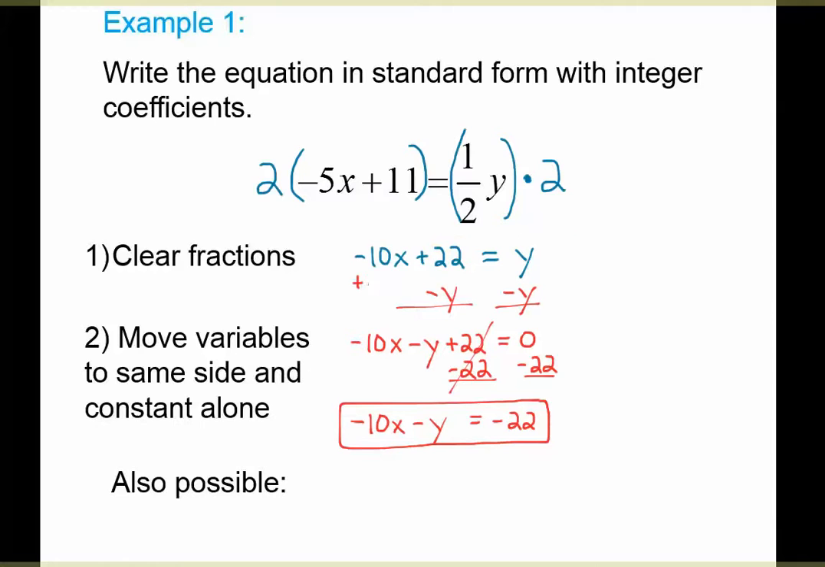So the point is, we might take different initial first steps. Some of you could end up with positive 10x plus y equals positive 22. And that would also be a valid equation. Okay, so both of these work, and I want you to notice that one is the complete opposite of the other. It's as if we took this equation and multiplied it by negative 1. If you multiply everything by negative 1, you end up with this guy. Okay, so with standard form, you'll have two possible answers, and just know that I will accept either one. And we'll talk a little bit later why you can have two possibilities there.